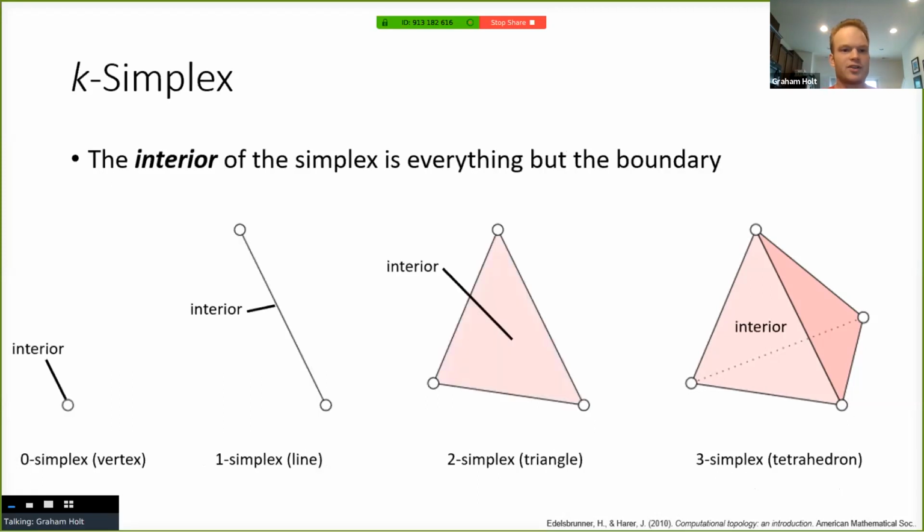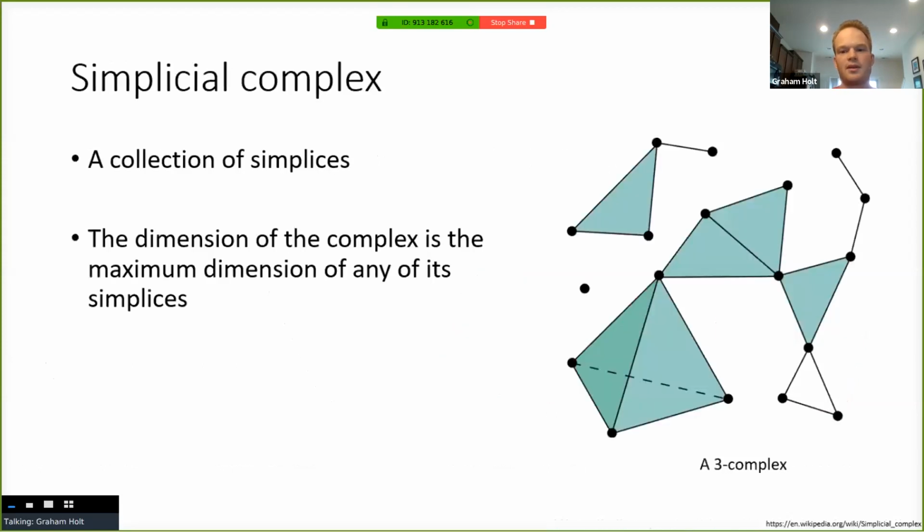And then complementary to the boundary, the interior of the simplex is just everything except for the boundary. So here I'm showing you the interiors of these simplices, also fairly intuitive. And so this brings us to this idea of a simplicial complex. I'm oversimplifying here, but for our purposes, we'll think of it as just a collection of simplices with the caveat that they need to intersect nicely.